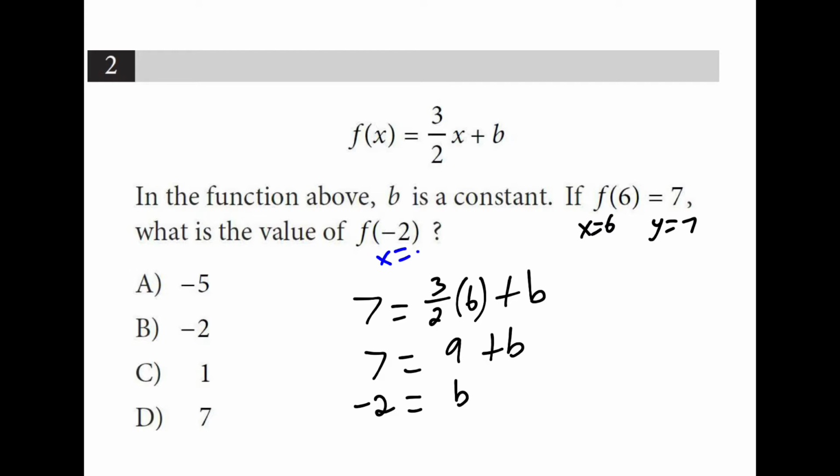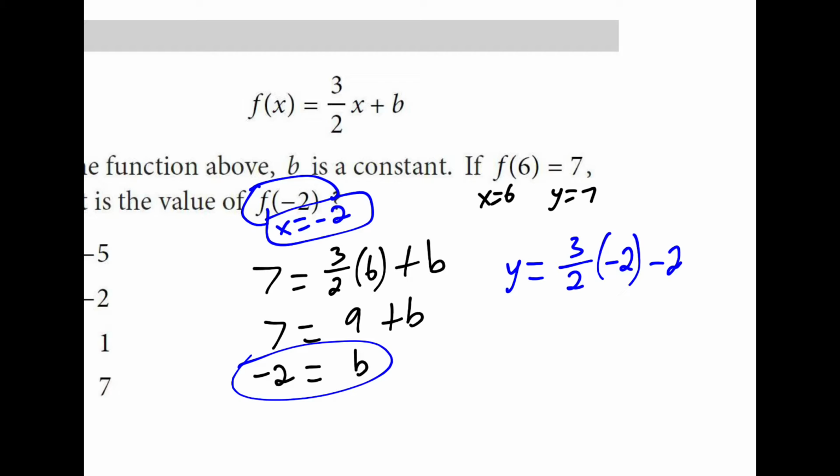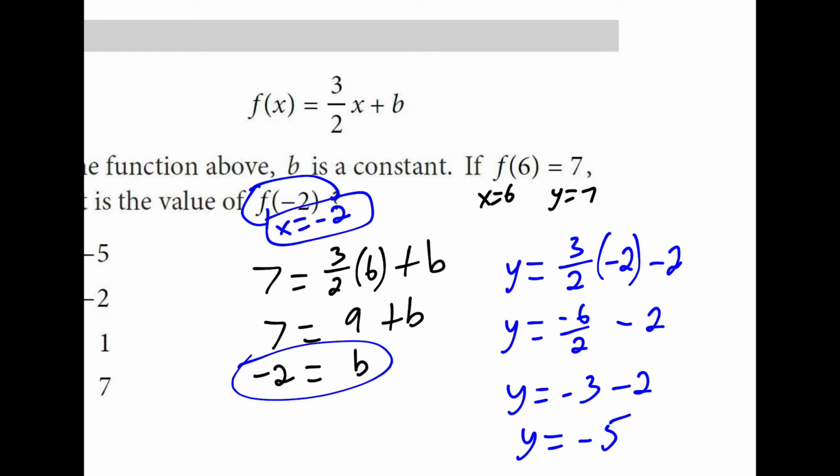This time we're going to use x is equal to negative 2 from this part right here. We're also going to say that b is negative 2. So when we plug in both negative 2's like this, we get that y is equal to negative 6 over 2 minus 2, or y is equal to negative 3 minus 2. If you combine those, you get negative 5.